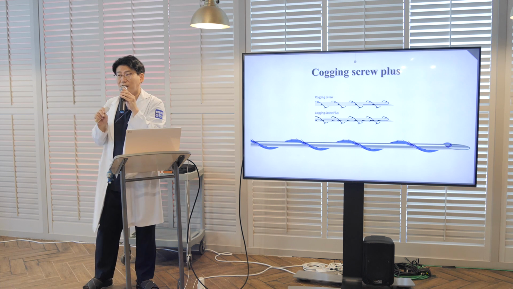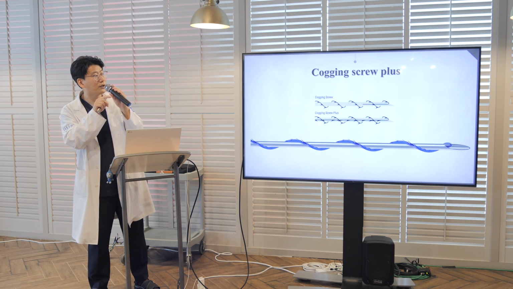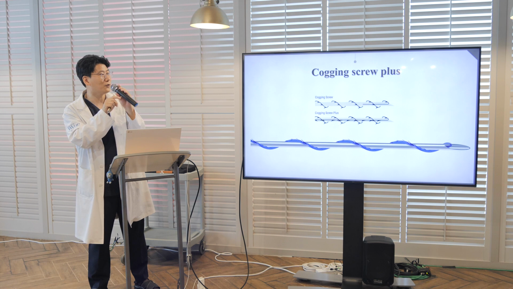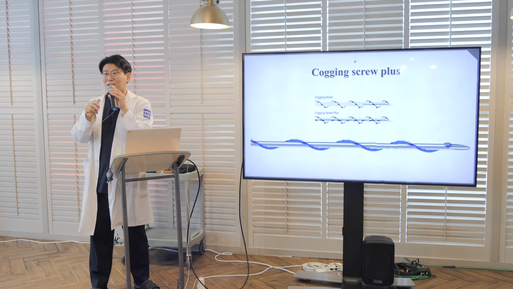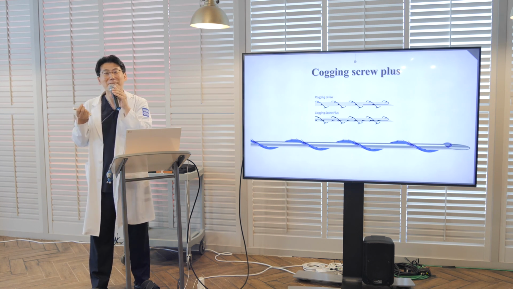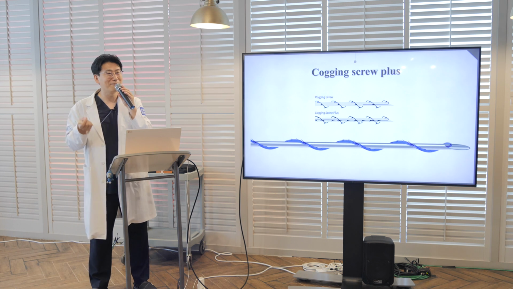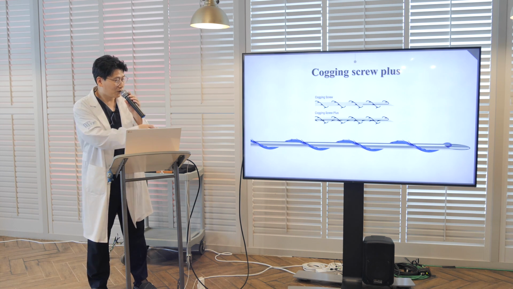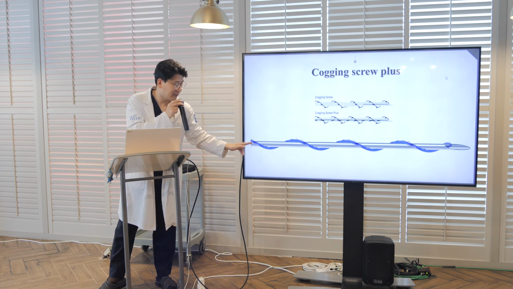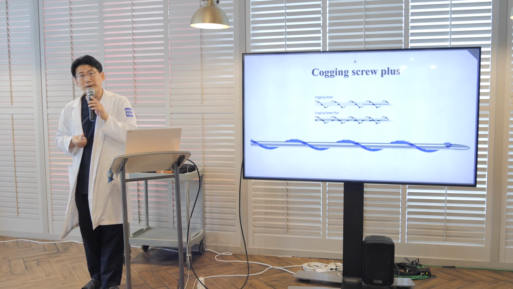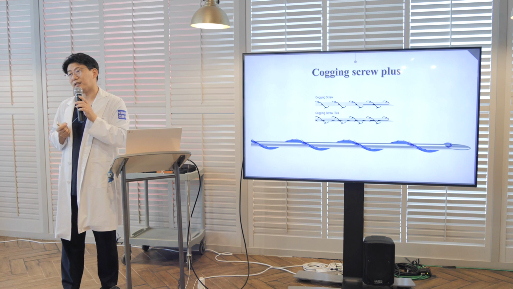So actually there are two types of Cog Screw. Actually I prefer using Cogging Screw Plus. Even though it's slightly expensive, it's better. I can reduce the number anyway. So there's a tiny cutting cog here. It's very useful. And it's a thin thread.